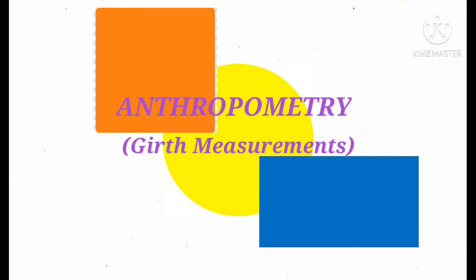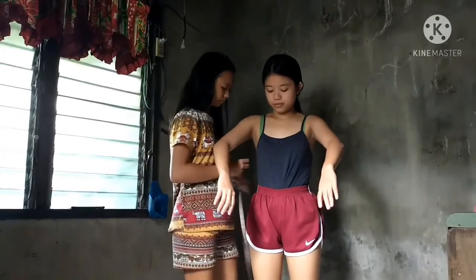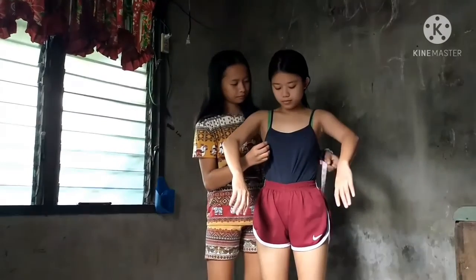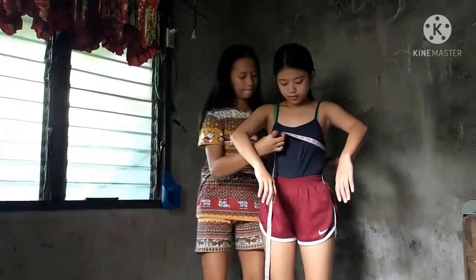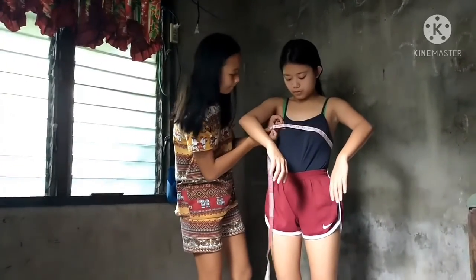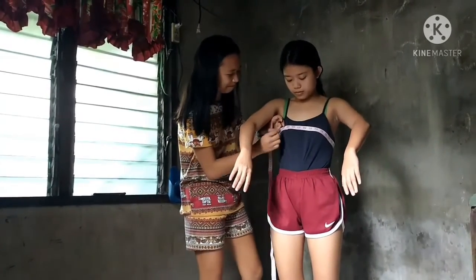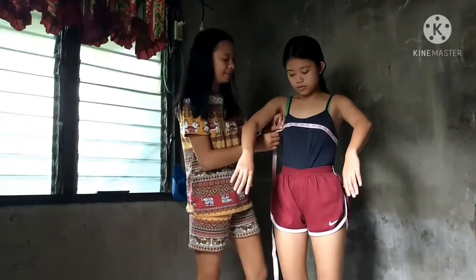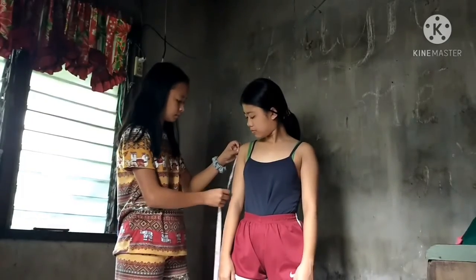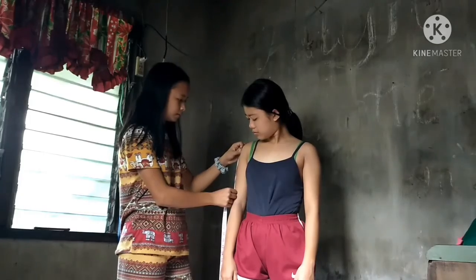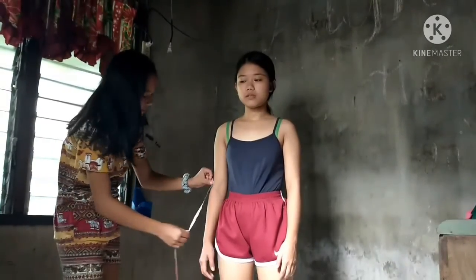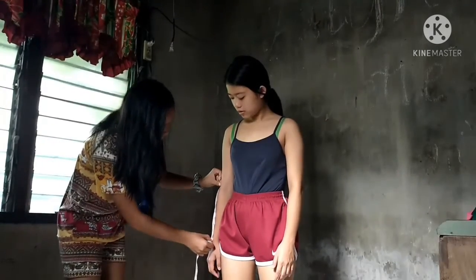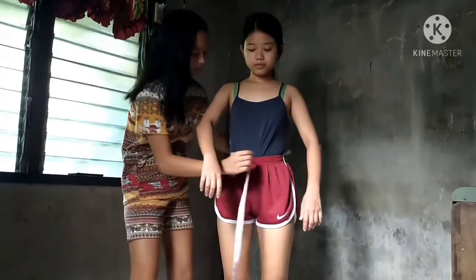The third and last assessment is the anthropometry girth measurements assessment. This last assessment aims to measure the circumference of the different parts of the body, such as chest, right upper arm, right forearm, waist, hips, right thigh, right calf, and waist and hip ratio.